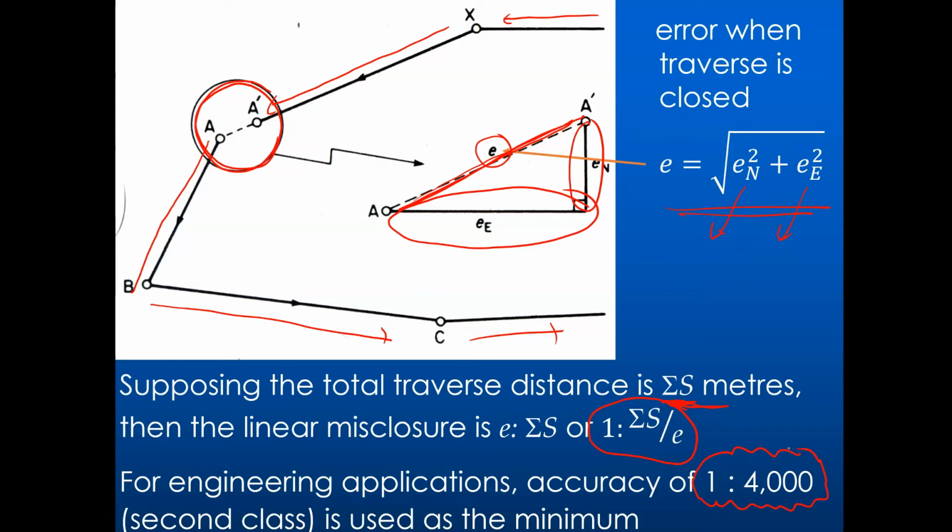So if you get anything lower than 4,000, you have to resurvey, re-establish your angles and your distances. If you get more than that, then you are good. Okay, your work is done. So 1 in 4,000 linear misclosure, angular misclosure plus minus 2 minutes 30 seconds. So those are the two numbers that you have to remember when you are doing your traversing work.